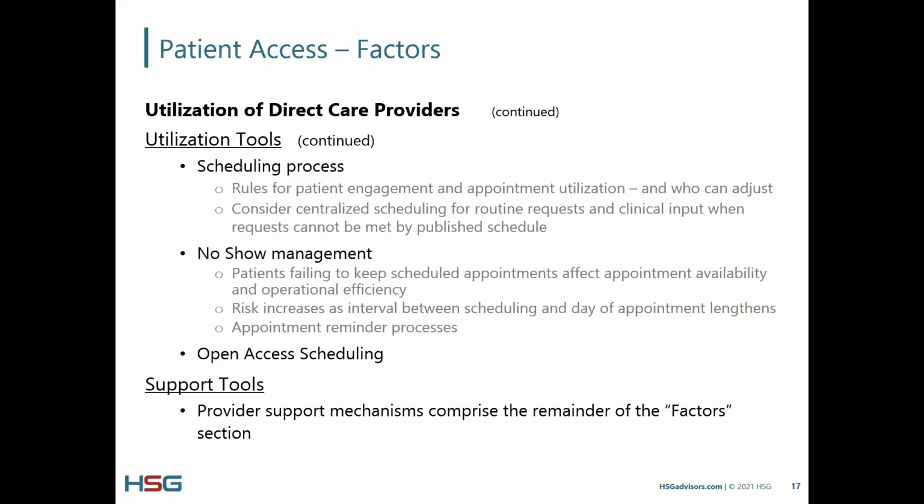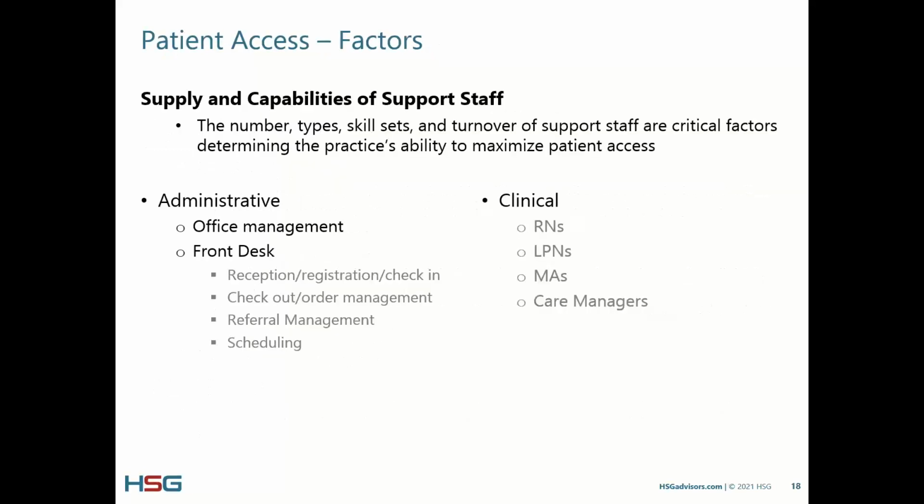So the first key personnel element is the supply and capabilities of support staff. The numbers, types, skill sets, and turnover, a big deal about turnover and having consistent support staff presence, are just critical factors in looking at the practice's ability to maximize patient access. And when we're talking support staff, it's administrative support staff like office management and front desk personnel, as well as the clinical support staff that's usually lumped into nursing and care managers.